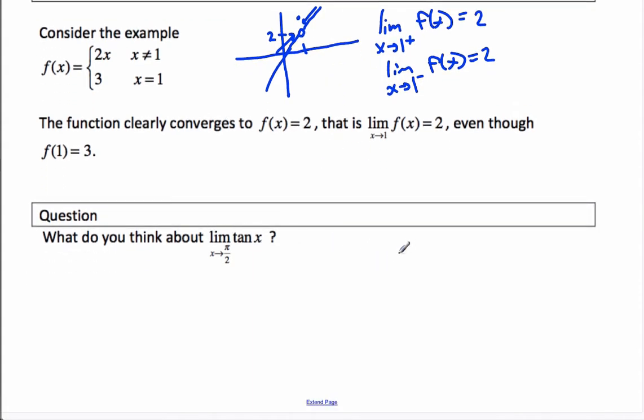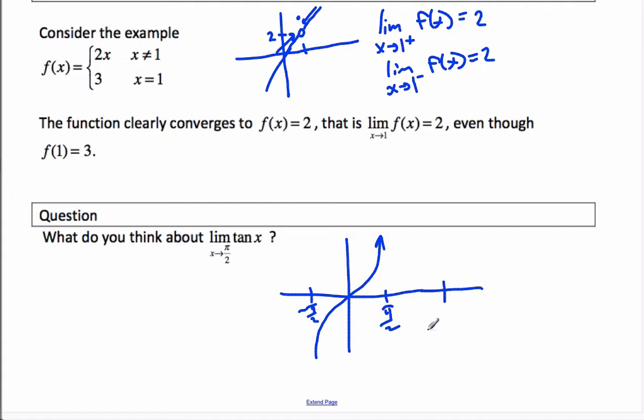Okay, let's look at this function, the tan function. So in the tan function, if you recall, it looks like this. Okay, and we have asymptotes at negative pi over 2, pi over 2, and then we've got the same thing happening again up to 3 pi over 2. So recall, we've got these vertical asymptotes because tan is undefined at pi over 2, 3 pi over 2 and negative pi over 2.